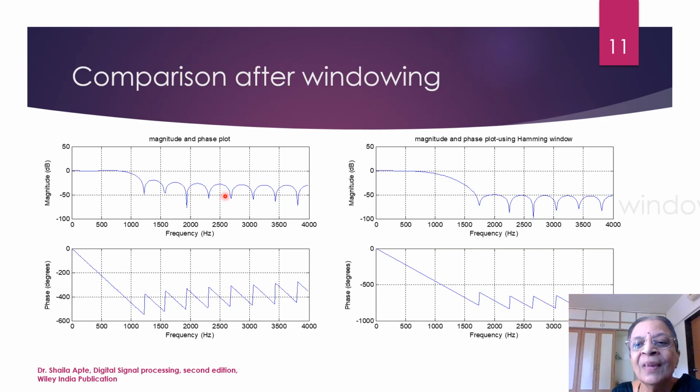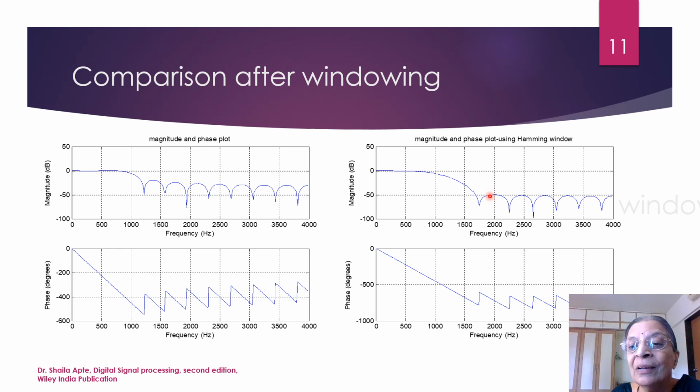Now, after using the Hamming window, what happens to the frequency response? Here you will find that the transition width is smaller. The corresponding frequency response comes down at about 1200. But here it is coming down at 1700 almost. That means the transition width has increased. But what happens to the side lobes? Here side lobes are about minus 20, 22 dB. Here it has gone down to minus 50 dB.